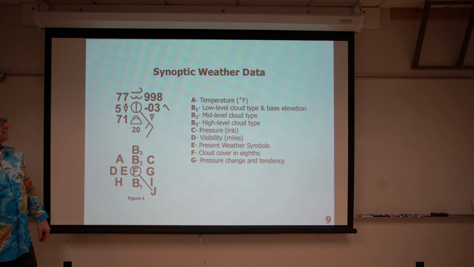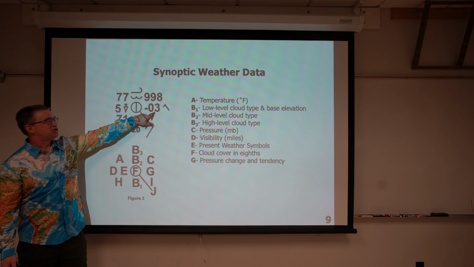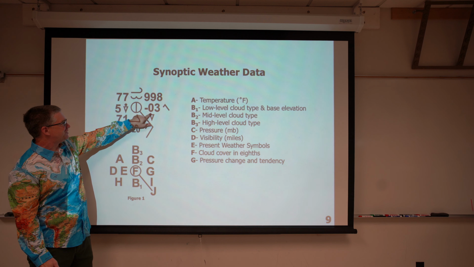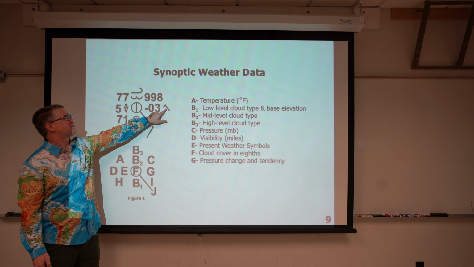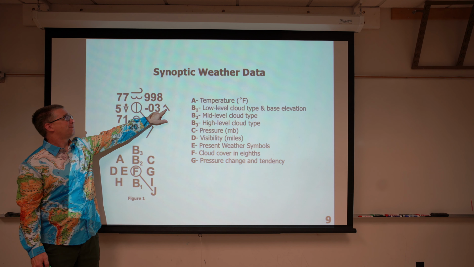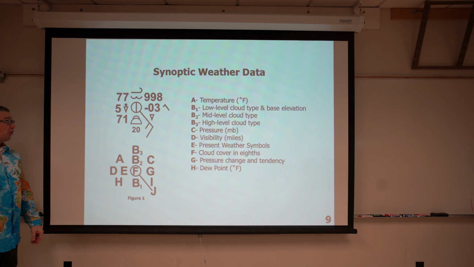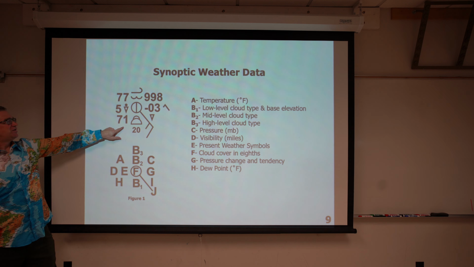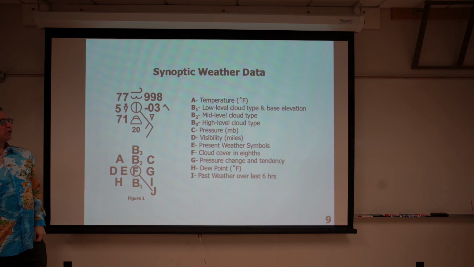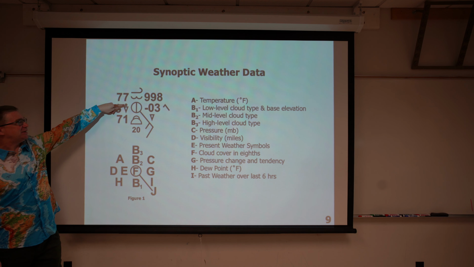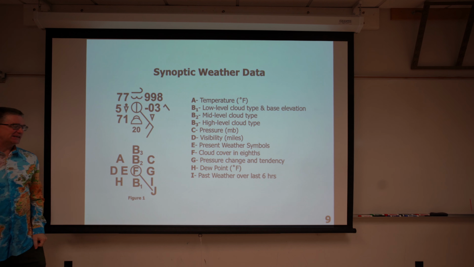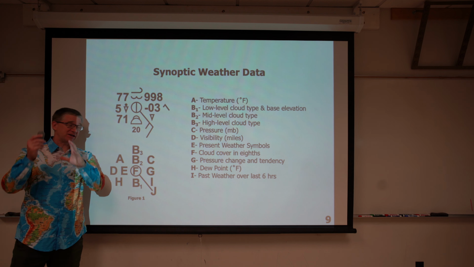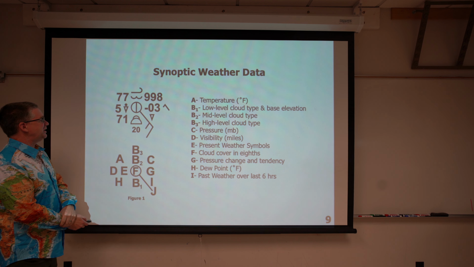The pressure change and tendency, we're going to find directly to our right. So pressure change is going to be the numbers you see here, and the tendency is going to be this little symbol, this line that you see here. Dew point is going to be to the left and down. So in this example, 71 degrees Fahrenheit is our dew point. Past weather is going to be down and to our right. It's going to be our past weather symbol, so it's going to be a separate set of symbols for those. Again, we'll get into those next week.